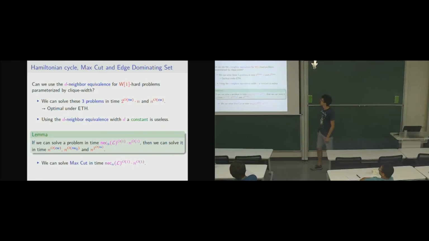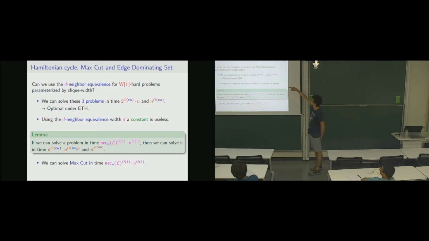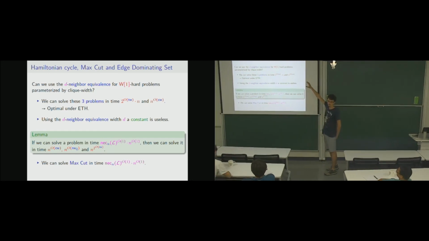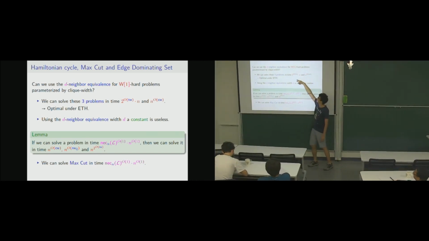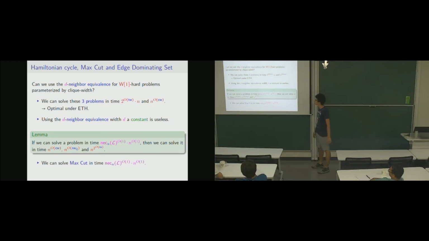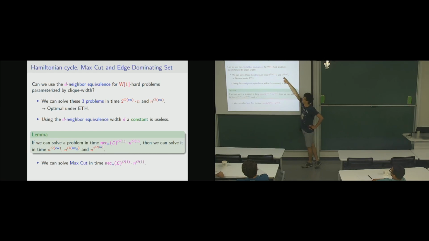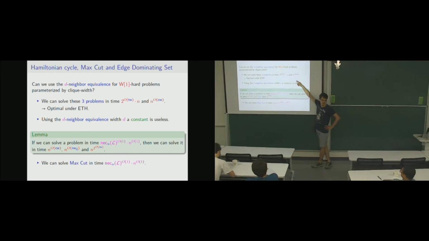For example, these three problems: Hamiltonian cycle, max cut, and edge dominating set, are W[1]-hard parameterized by clique width, and we can solve them in this running time for tree width and clique width, and this is optimal under ETH. Can we unify the algorithms we have for these problems, the same way we do for sigma-rho dominating set problems? The thing is that using the d-neighbor equivalence with d a constant is useless because we have an XP algorithm here, and this is optimal.